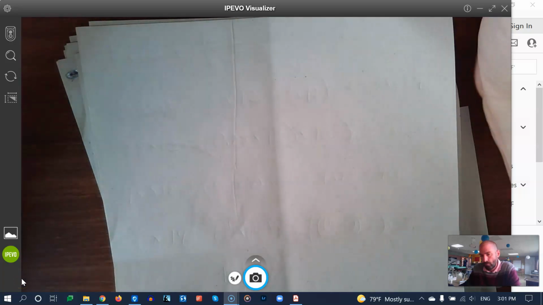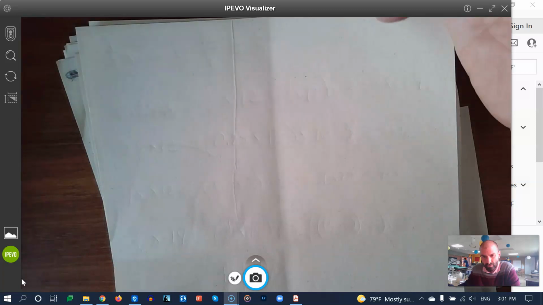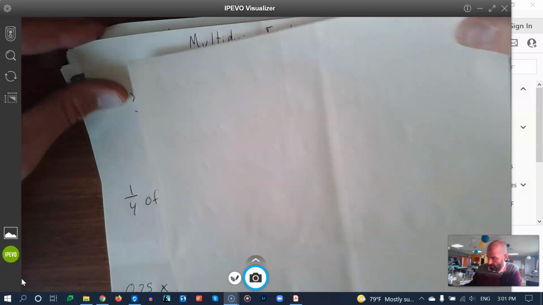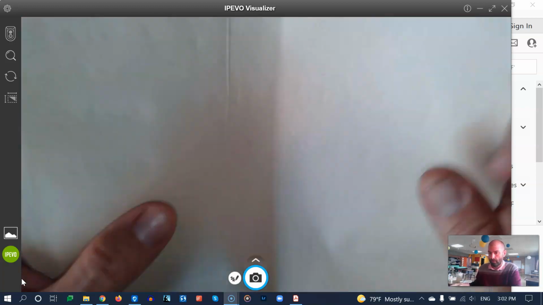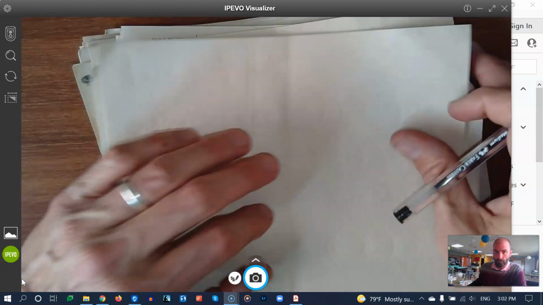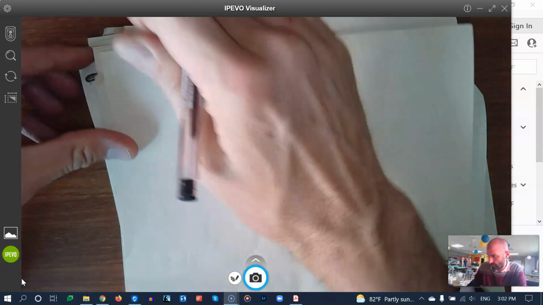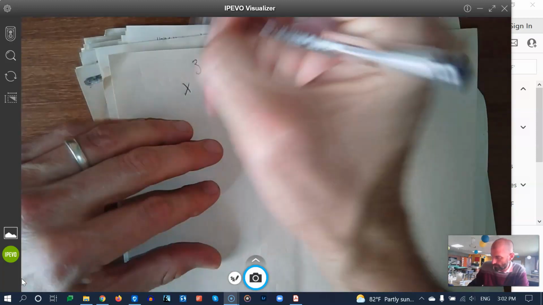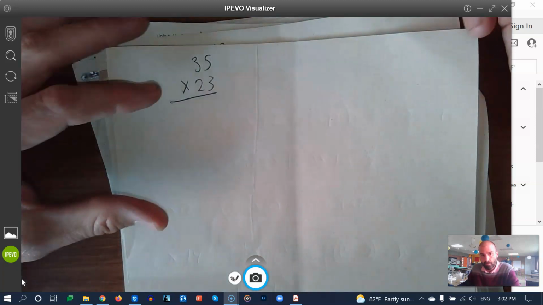All right, so I'm going to do partial products here for this lesson. First, we'll do a direct instruction where you follow along using the page in your book called Double Digit Multiplication. The first problem we're going to look at is 35 times 23, if my memory is correct. You want to set up the problem like this.